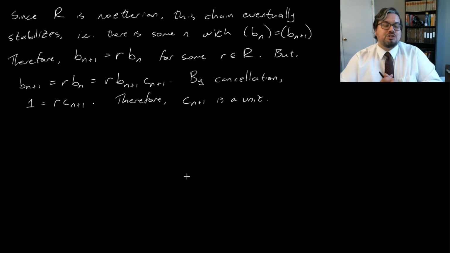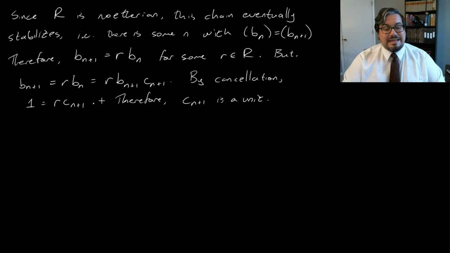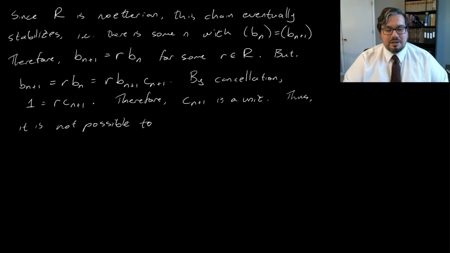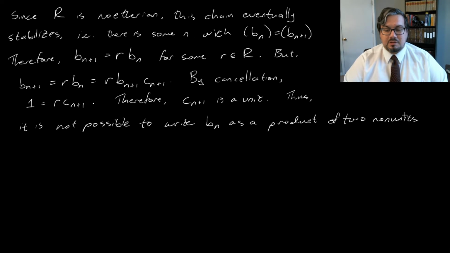And remember, we only chose the C to be a unit if it was not possible to express the previous B, Bn, as a product of two non-units. So thus, it is not possible to write Bn as a product of two non-units. Therefore, Bn is irreducible.